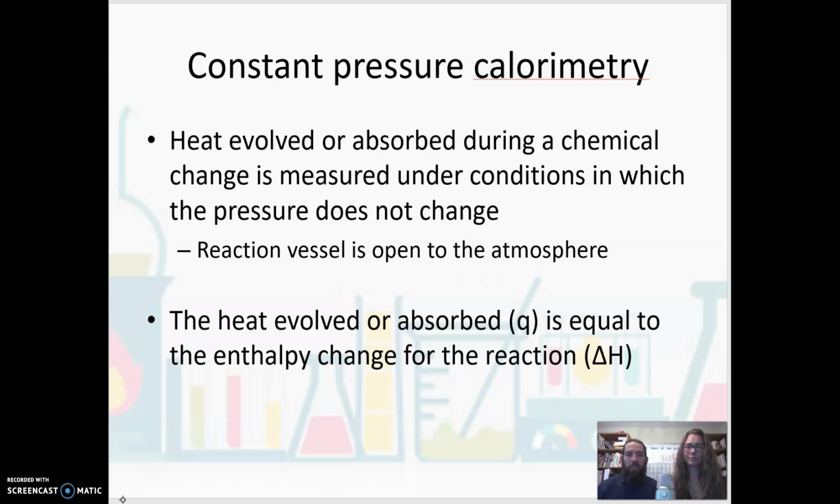And when we do constant pressure calorimetry, the heat evolved or absorbed, could be exothermic, could be endothermic, during a chemical change is measured under conditions where the pressure is not changing. So we're open to the atmosphere. The heat evolved or absorbed could be endothermic or exothermic. We're calling heat Q. It's equal to the enthalpy change for the reaction, and we call that delta H.